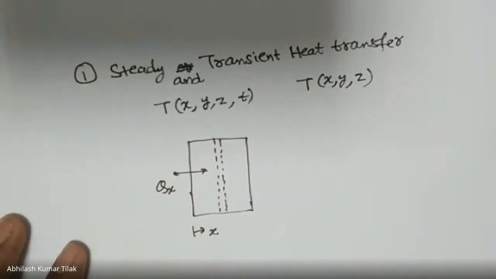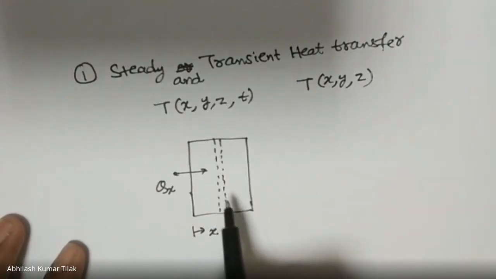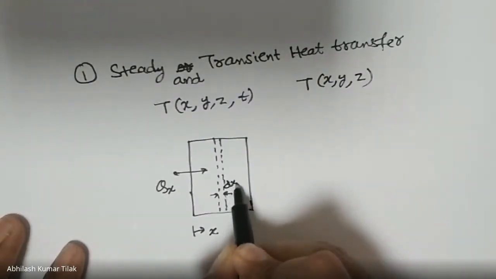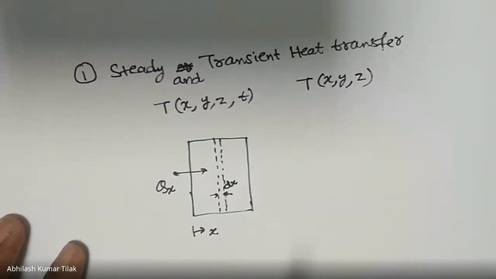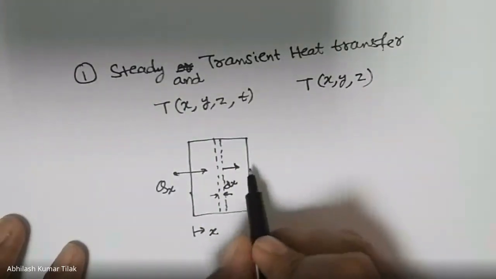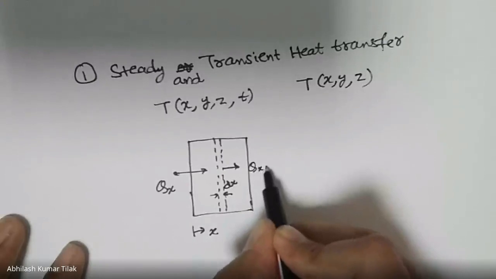So let us consider that Qx is the amount of heat transfer which is taking place. If it is steady state, it will be the same amount of heat transfer which is transferred through this plane wall. Now, if I consider this small element of thickness delta x or say dx, and it is not a steady state, I could write that the amount of heat transfer which has taken place here would be q of x plus dx.